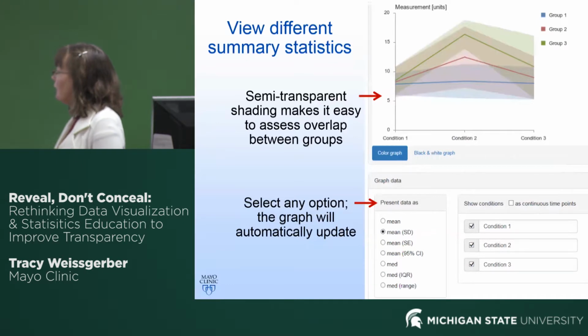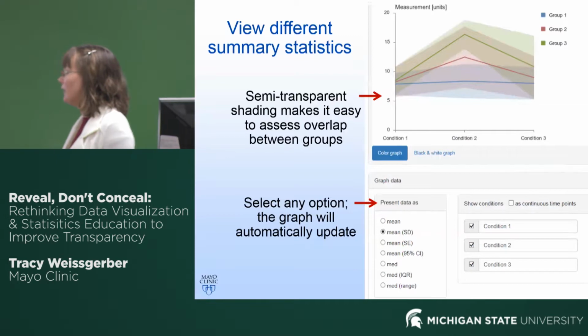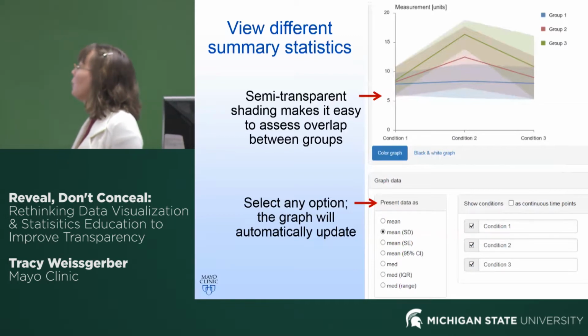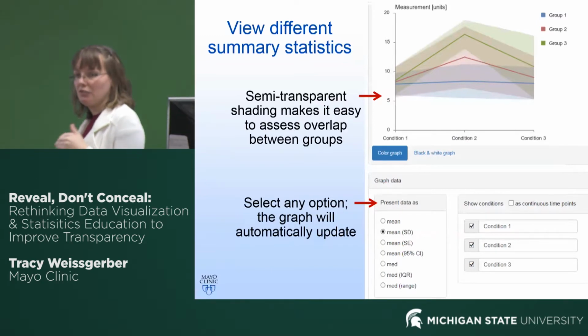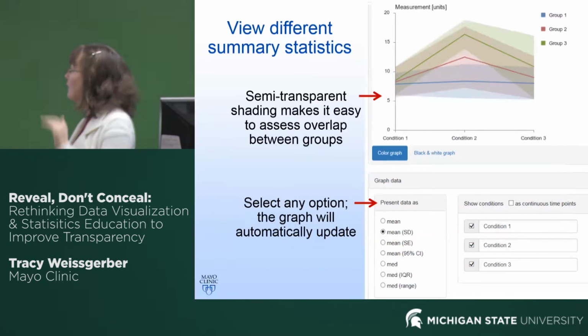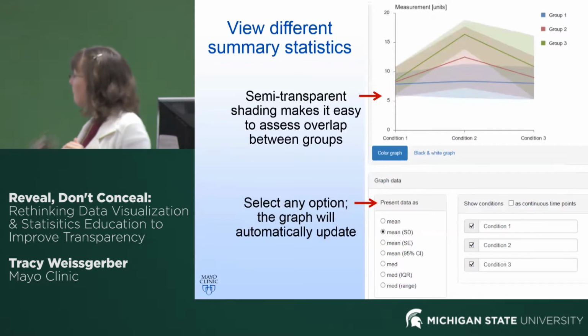The first thing you can do with the tool is select any option for your summary statistics. So you can show means or medians, you can show means with standard deviations, standard errors, or 95% confidence intervals, and you can also show a median with an interquartile range or a range. So that allows you to pretty quickly click through and see a lot of different summary statistics quickly.